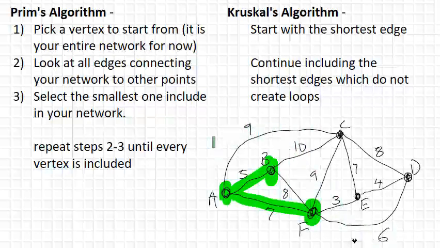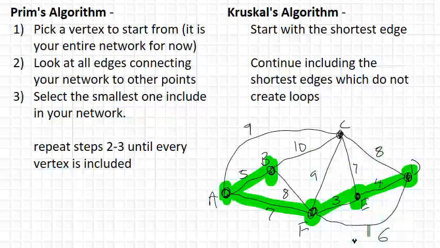Now we look again and we say, well, what's the smallest edge we can join in to get to something new? 9, 10, 9, 3, and 6. Well, the 3 is clearly the smallest. And at this point we look again and we go, well, that 4 is the smallest. And then we look again and we go, well, there's a 9, a 10, a 9, a 7, and 8.